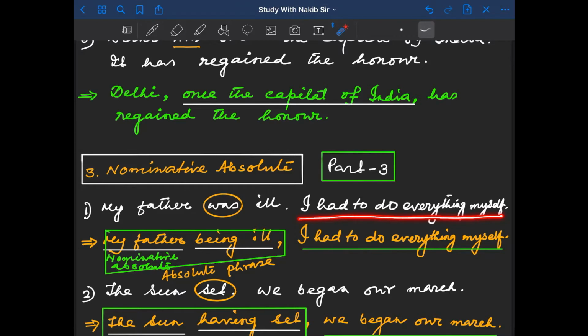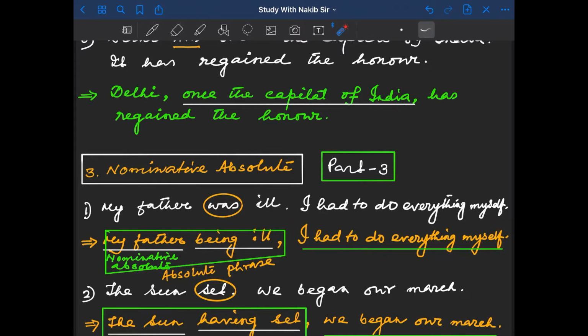Why, how, and when? My father was ill. So this is a fact. And you know, we will keep the effect first. So write this part first. See, I had to do everything myself. Written. It is a simple sentence. A simple sentence, you know, is a sentence that has only one subject and one predicate. So it is a simple sentence.